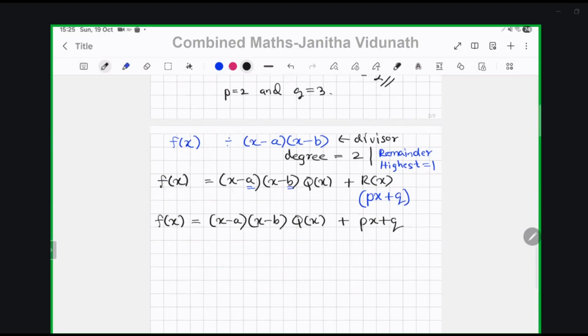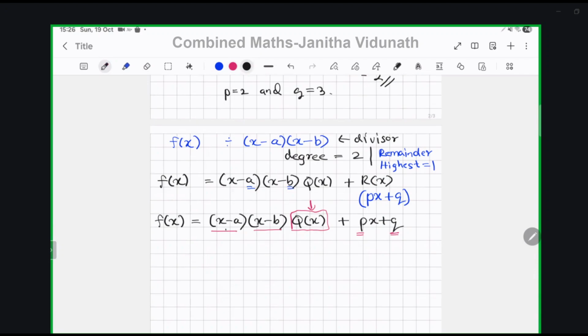Now they have mentioned that we need to find the remainder. That means we need to find the values of p and q. They have not mentioned anything about the quotient. Now our divisor is also fully factorized into linear factors. That means without using the quotient q(x), we can solve this question because our divisor is fully factorized into linear factors.